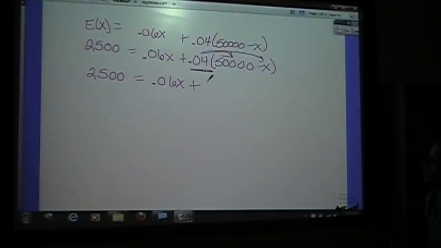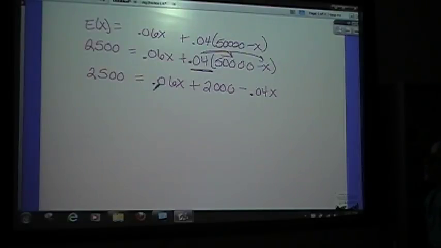Step 1, I want to get x by itself. Okay, I have 2 x's floating around here, so that's not very feasible right now. The first thing I'm going to do is what I call clean up the problem. There's nothing to do with this 0.06, but I'm going to definitely distribute this 0.04 just to make my problem a little bit neater looking. So now I have 2,500 equals 0.06x plus what? Well, 0.04 times 50,000 is 2,000. 0.04 times minus x is minus 0.04x. Okay, it looks a little nicer. Don't have the parentheses anymore. And I still have two x's.